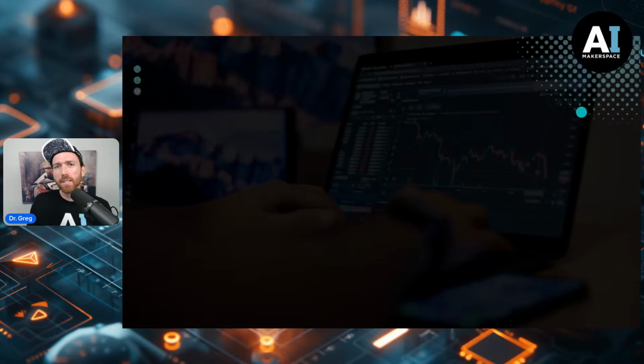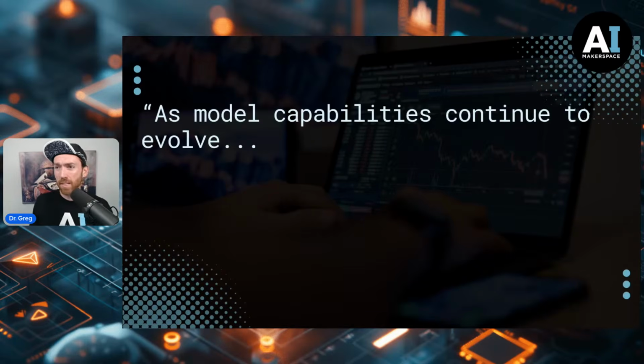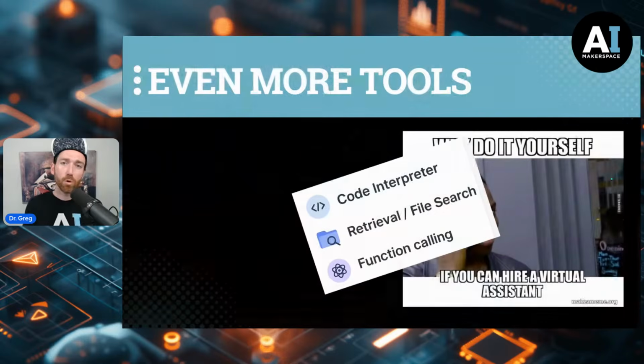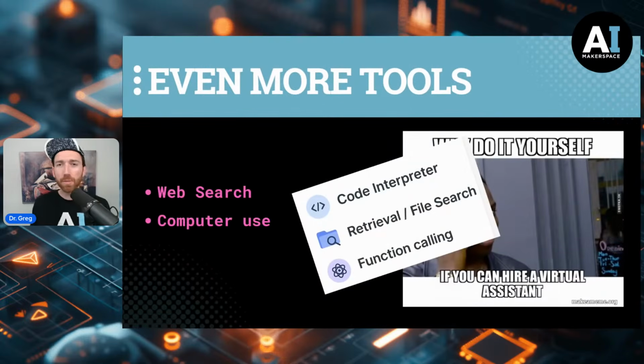Because they mentioned at the time, and I mean, this wasn't that long ago, right? This was 6 months ago. As model capabilities continue to evolve, we believe the Responses API will provide a more flexible foundation for building agentic applications. And during that release, they noted that there's even more tools, one of which arguably should have been put in a long time before.